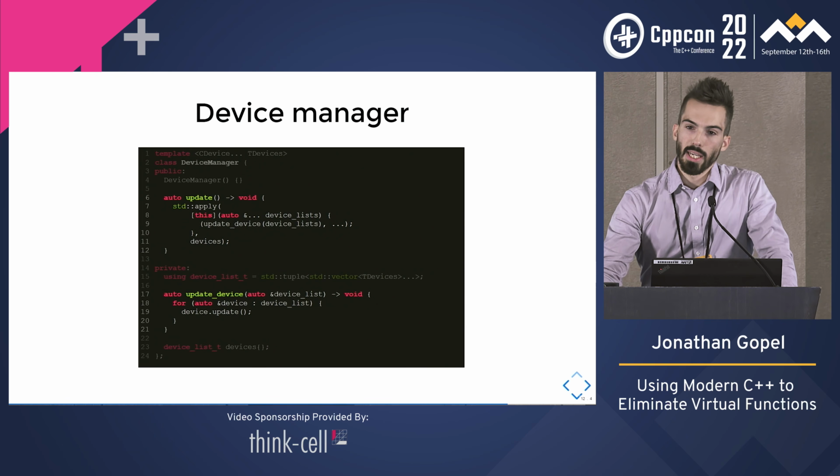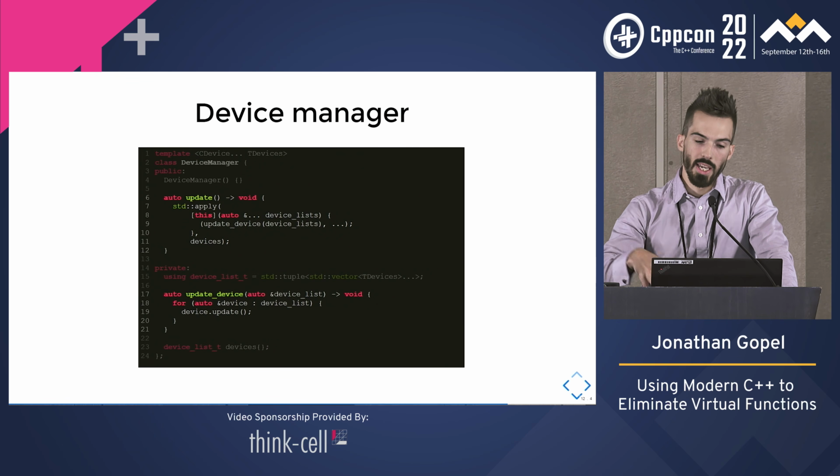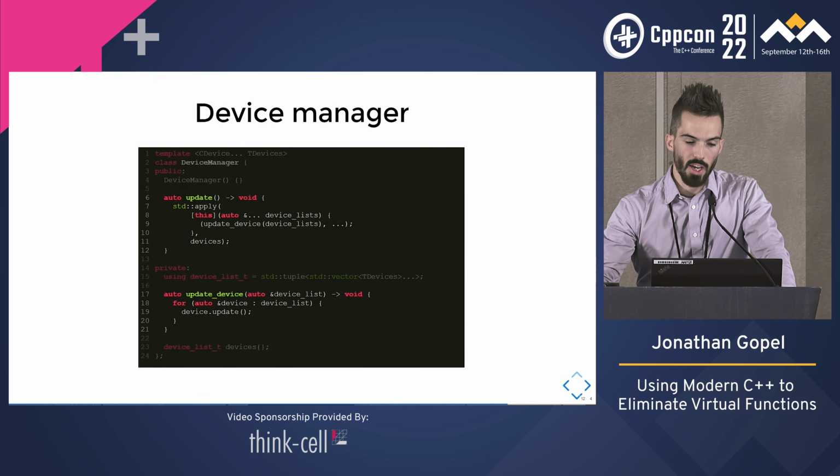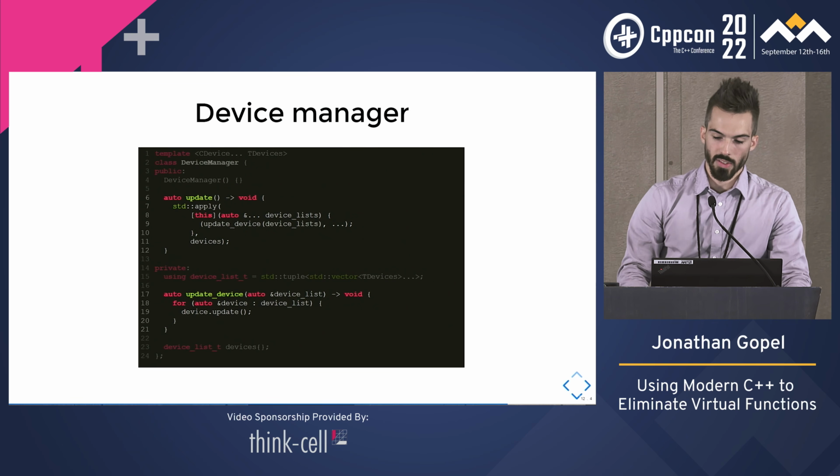And then we've got our apply, which is going to go through each element of the tuple and expand it into the operation that you pass into that. And then we can just do an expansion of that over the comma operator. And now we're updating our devices.